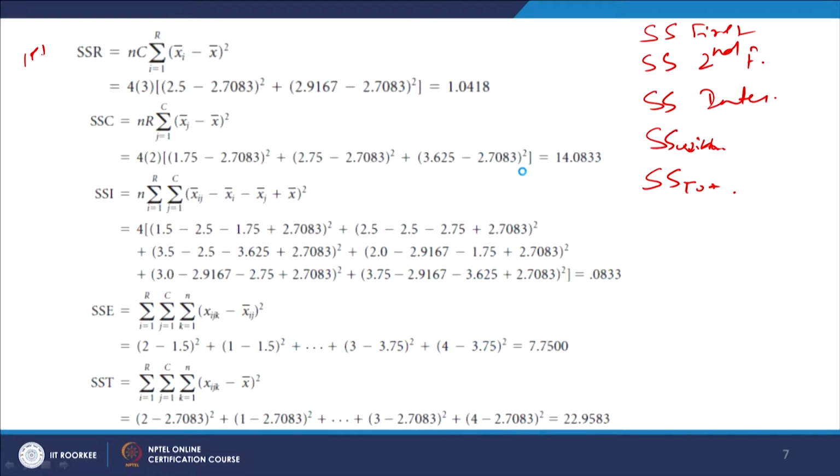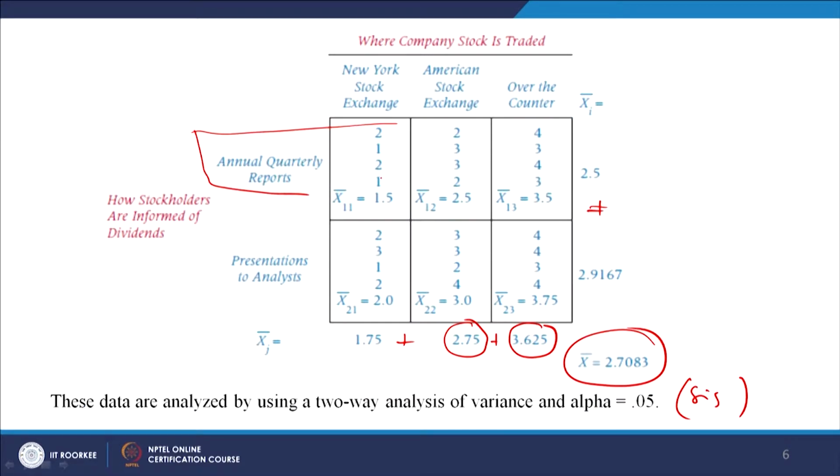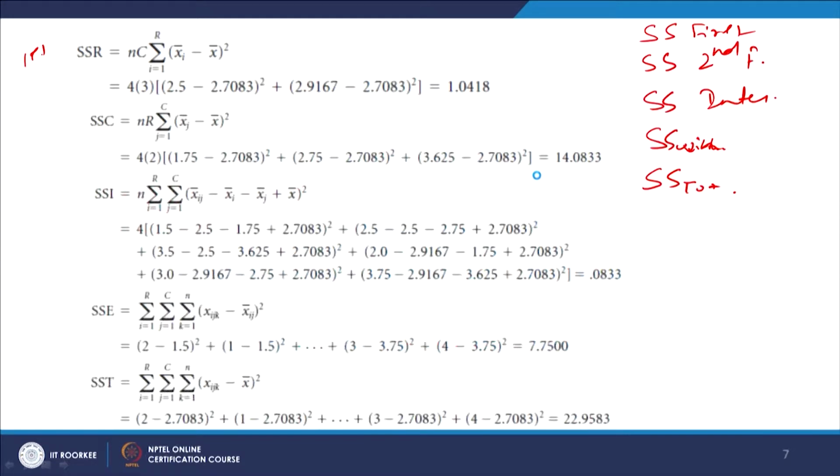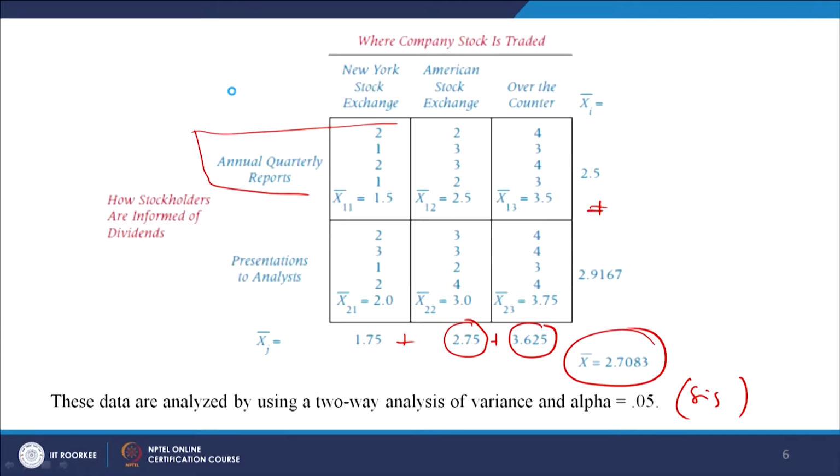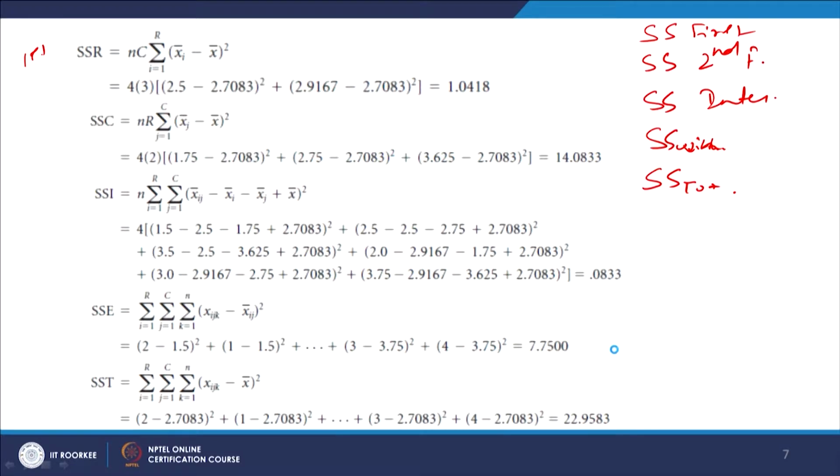3, right. So, n is 4, which is each cell has got 4 members, 1 2 3 4, right, into 3 cells into (2.5 minus 2.7083) square plus (2.91 minus 2.7). So, this gives us 1.0418.